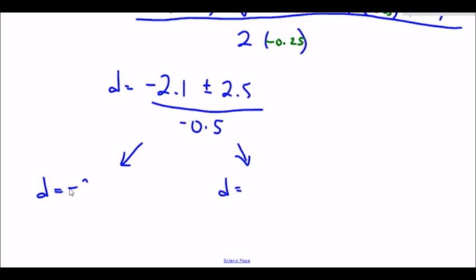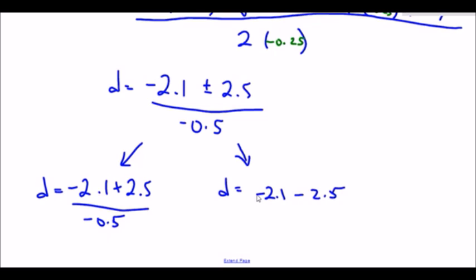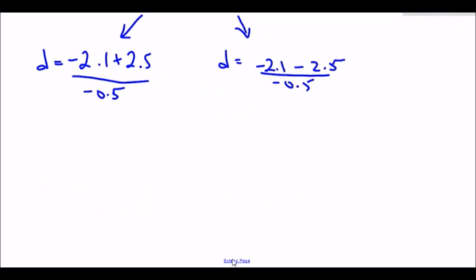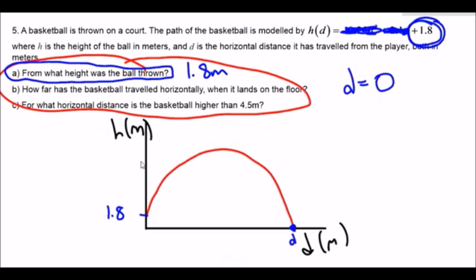So I'm going to get two values here. One of them is negative 2.1 plus 2.5 divided by negative 0.5. And the other one is negative 2.1 minus 2.5 divided by negative 0.5. So if I calculate both of those out, I get here d equals negative 0.8, and here I get that d equals 9.2. So making sure that those make sense, I'm going to go back to my diagram.